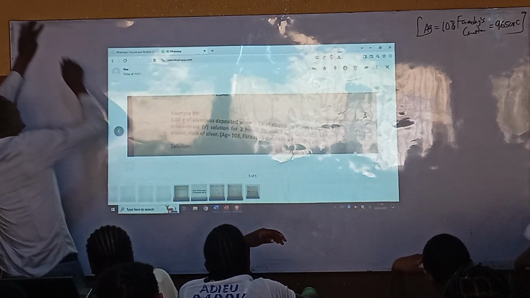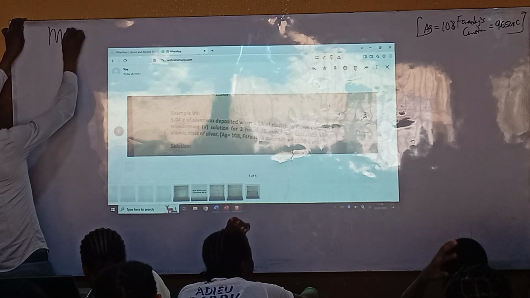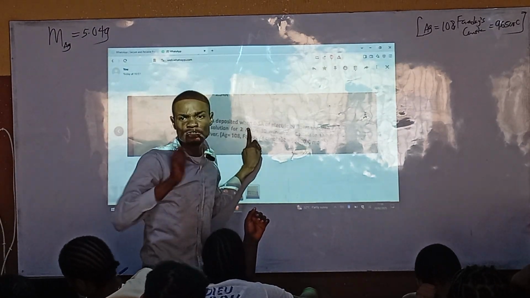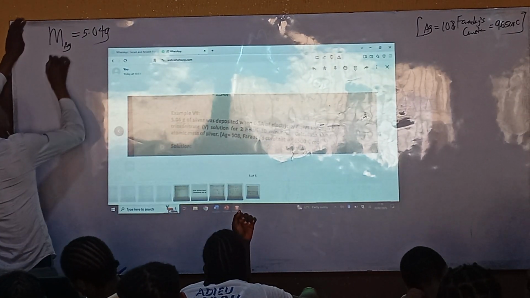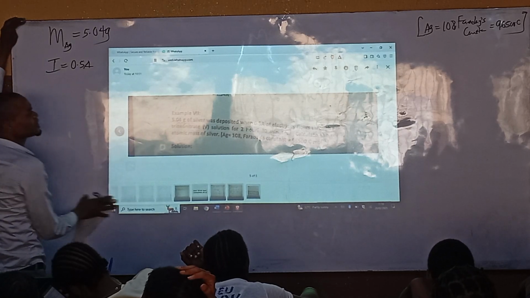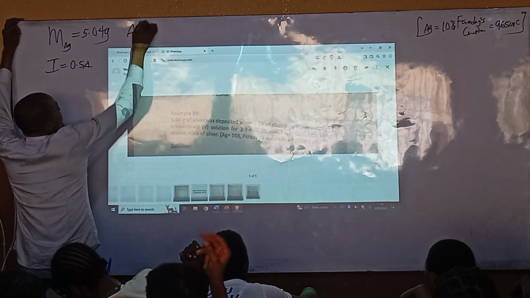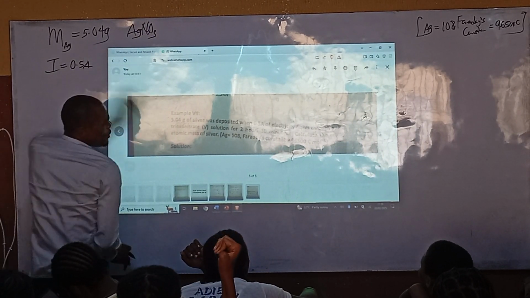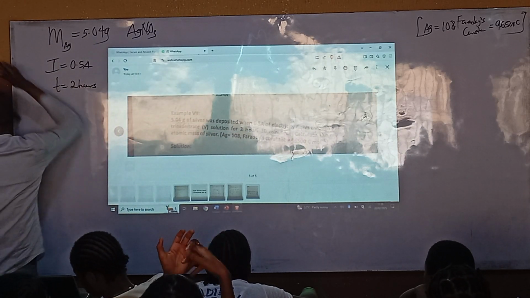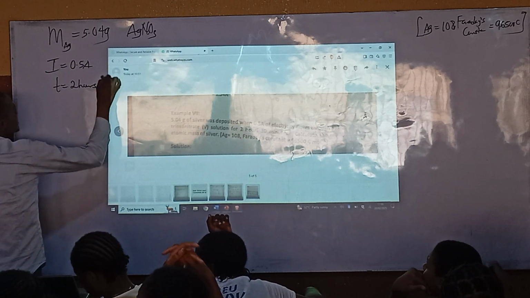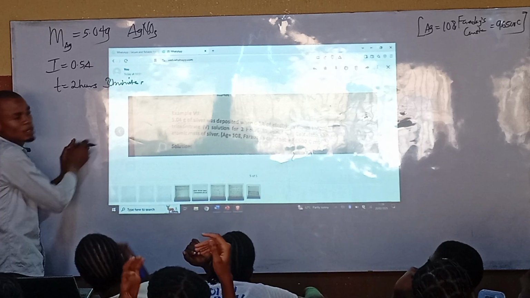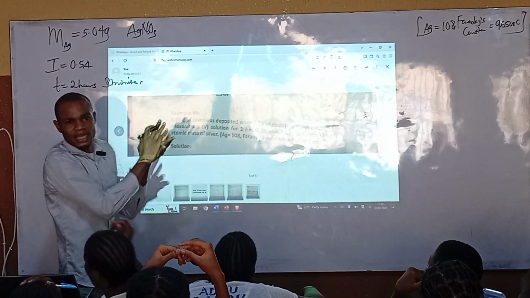5.04 grams, mass of silver, was deposited when 0.5 ampere, that's the current, flows through silver nitrate, AgNO3, for 2 hours 30 minutes. That's your time. What are you going to do? Convert these hours to seconds, convert these minutes to seconds, and add them together.